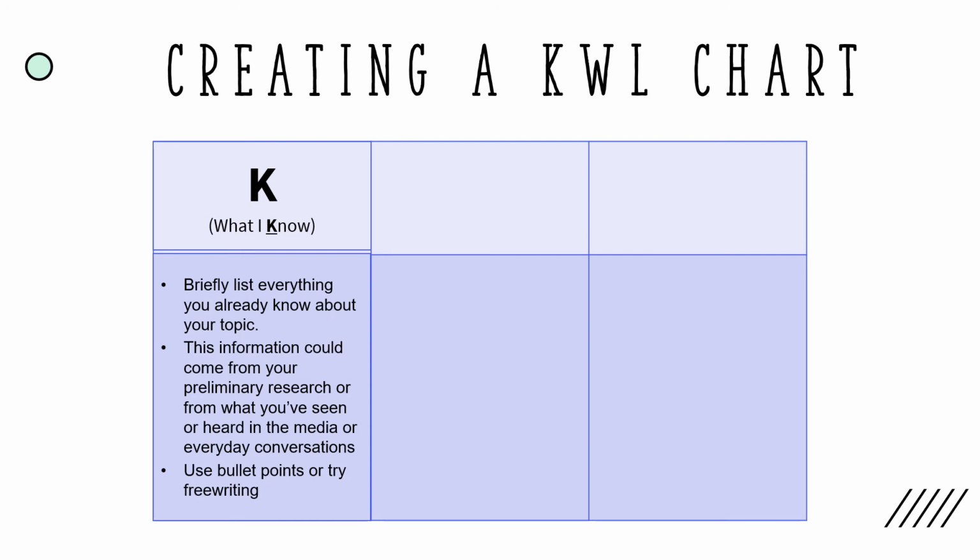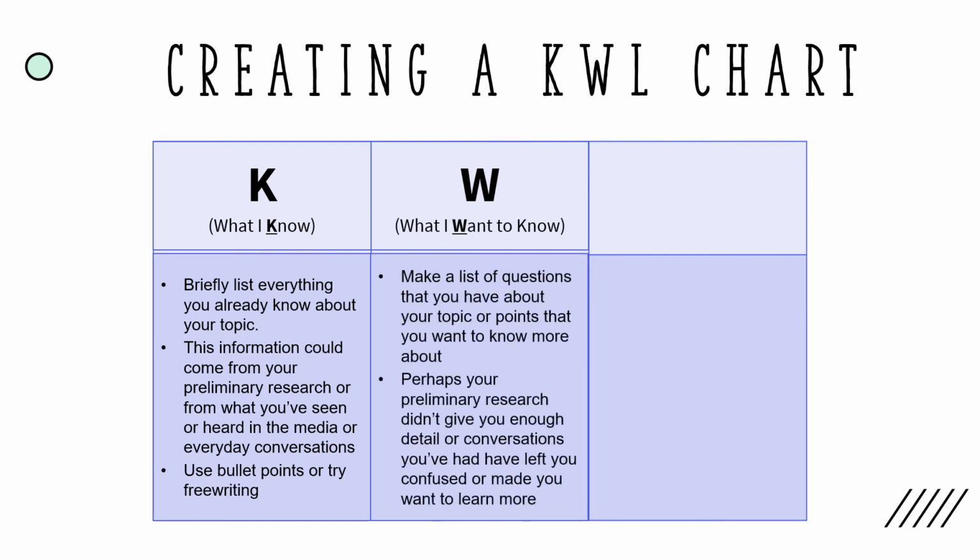This information could come from what you learned about your topic while completing your preliminary research, or it could come from what you've seen or heard in the media or in everyday conversations. You can use bullet points to keep track of this information in the first column, or you can try free writing about the topic here. The second column is the W column, which stands for What I Want to Know. Here, you should make a list of questions that you have about your topic, or points that you want to know more about. Perhaps your preliminary research didn't quite give you enough detail, or maybe you've had conversations with people on the topic that left you confused or made you want to learn more about it.